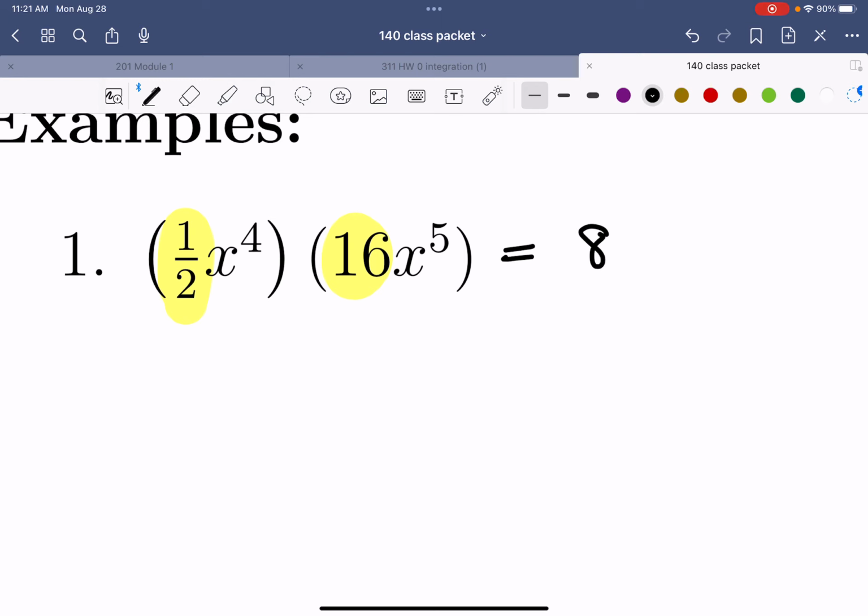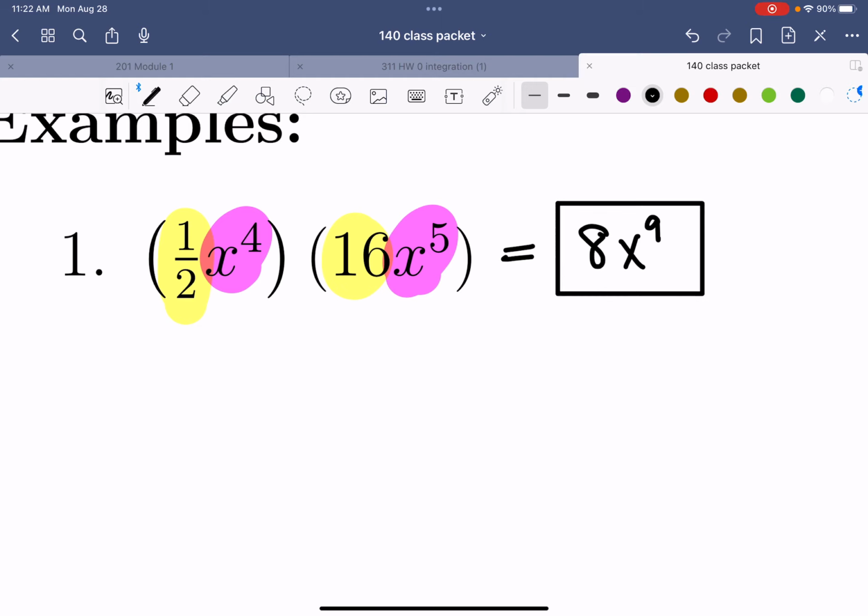Next I'm going to look at the terms that have the same base. x to the 4th and x to the 5th have the same base. When you multiply them, we add exponents. So this will become x to the 4 plus 5, which gives us 9. So this is going to give me 8x to the 9th.